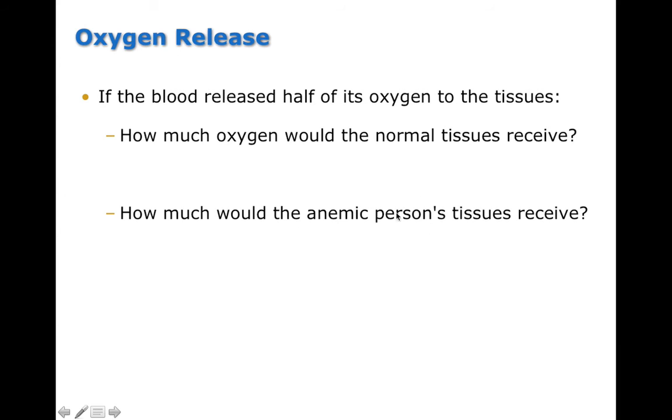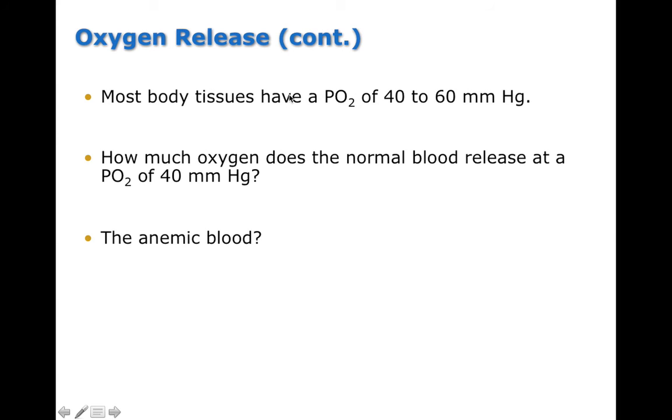And in an anemic person, if they're already at 10 milliliters of oxygen per 100 mils of blood, and they release half of their oxygen content, that's only 5. So they're only going to release 5 milliliters of oxygen in their tissues if they're anemic. So it's significantly less. Most body tissues have a PO2 of 40 to 60, like in the periphery. And this makes sense with respect to being lower because the tissue is going to use that oxygen. So we're saying here, how much oxygen does the normal blood release at a PO2 of 40 millimeters of mercury? Or how about anemic blood?